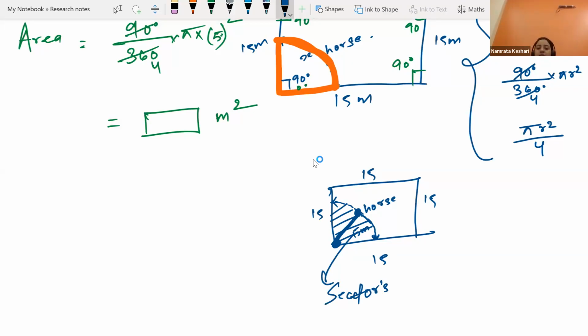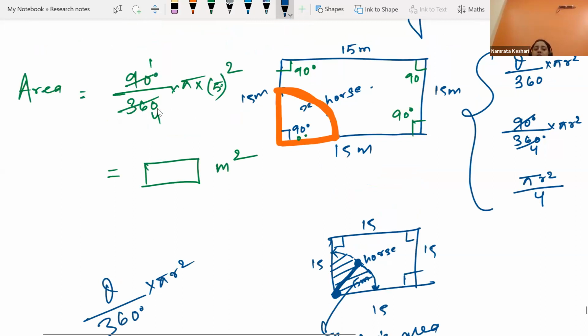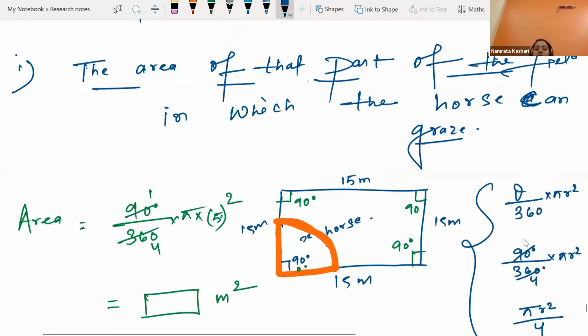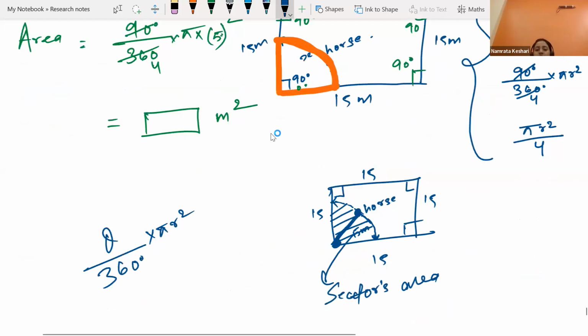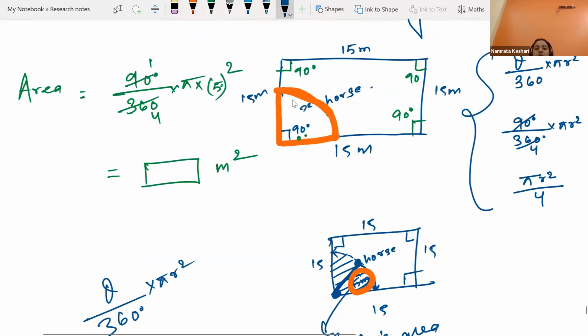We have the sector's area formula, that is theta by 360 into pi r square. Here we understood that theta is nothing but 90 degrees. Why? Because it's a square, so each interior angle will be 90 degrees. That's what I have written over here: 90 by 360 into pi, and r is this 5 meters, the length of the rope. Everyone is doing the calculation. Please do it and check what is the area of this sector which the horse can graze.